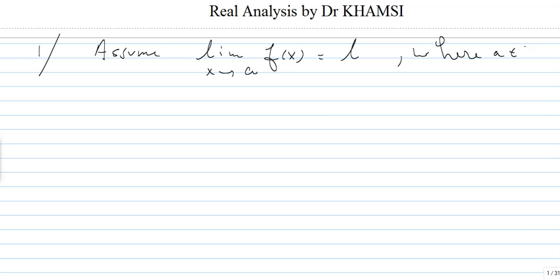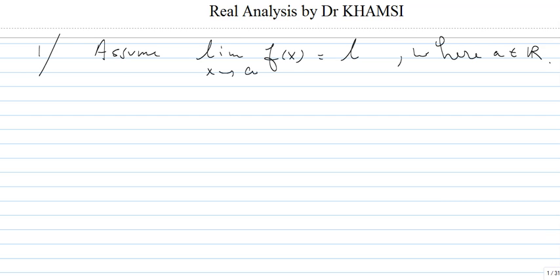So we want to show that this function f of x does not have a limit. So assume that the limit of f of x when x goes to a is equal to L, where a belongs to R. In this case, we want to generate a contradiction and show that this is not correct. Okay?